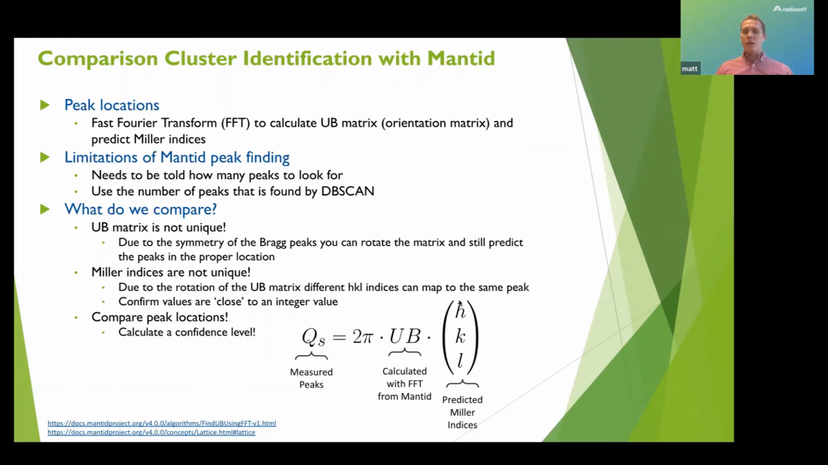So all of these HKL vectors or indices should be an integer value. Well, if we try to predict these, we could see how close they are to an integer. But because of this rotation, you can get a completely different integer value, which would correspond to the exact same Bragg peak. So it's not necessarily a unique method either. Instead, we are going to start looking at the actual locations of these peaks in Q space, and then we want to calculate a confidence level for all of these peaks.